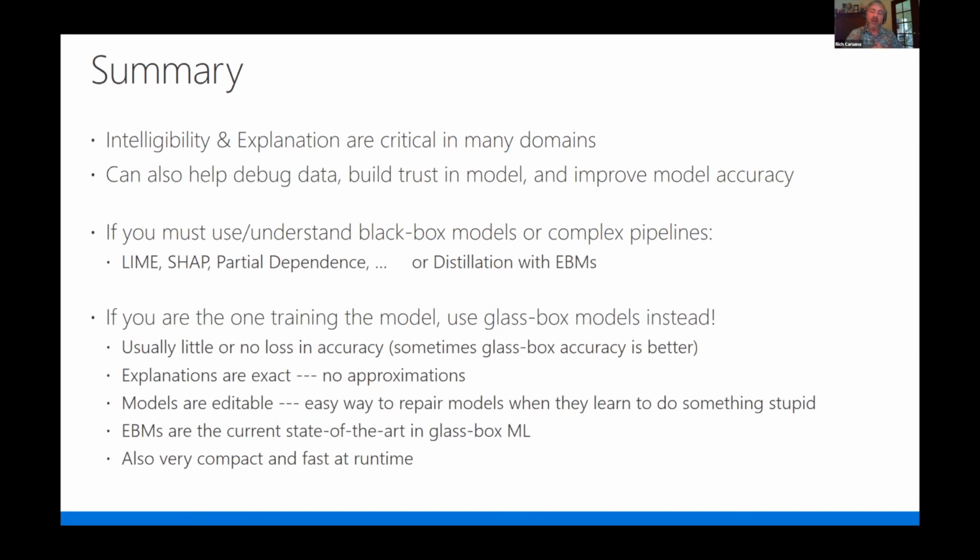As Scott said, these glass box models still lag behind the accuracy of deep neural nets on things like pixels and raw speech and massive text. But when you're working on tabular data, there's often no loss in accuracy. And sometimes, in fact, the glass box model like EBM is even more accurate, as it was in the pneumonia case.